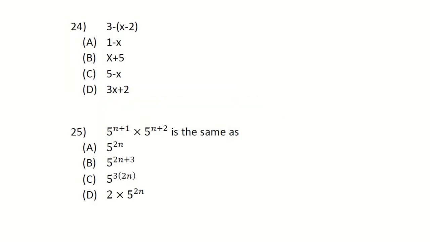Right, number 24. They just asked you to solve this. So 3 minus (x minus 2) is 3 minus x plus 2, because minus a positive x is minus x, and minus a minus 2 is positive 2. So 3 plus 2 is 5, so 5 minus x. The answer is C.